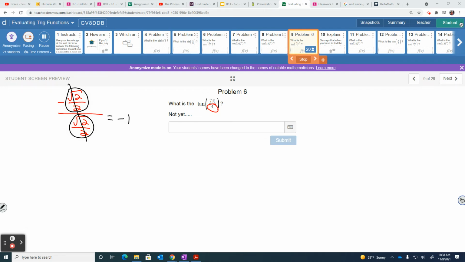So you don't have to go through all the extra work. If you still did it, you'd see it would work. If I did the keep, change, flip, keep the first, change it to multiplication, flip it, you would see that they're still going to cancel. So square root of 2's cancel, 2's cancel, really it's just negative 1. All right, let's keep going here.